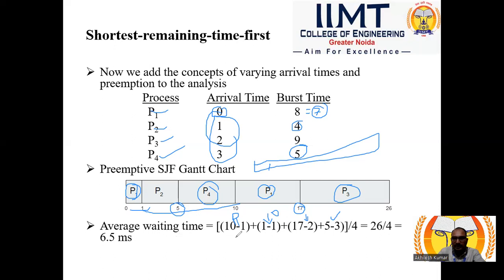Now we calculate the average waiting time. That is, we add the waiting times of each process P1, P2, P3, and P4. We get 26, divided by 4, and after calculation the average waiting time will be 6.5 milliseconds. Now we go for the next algorithm.